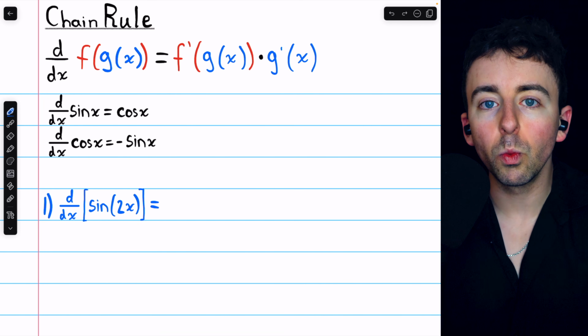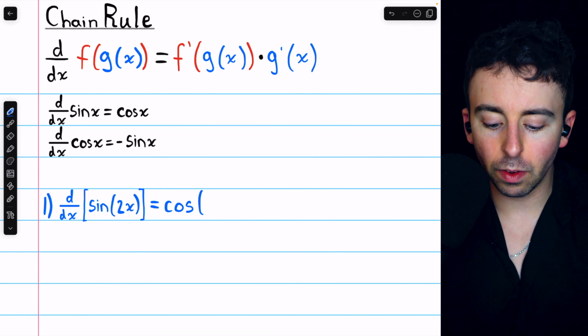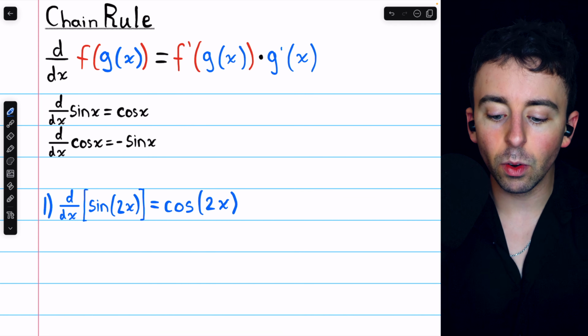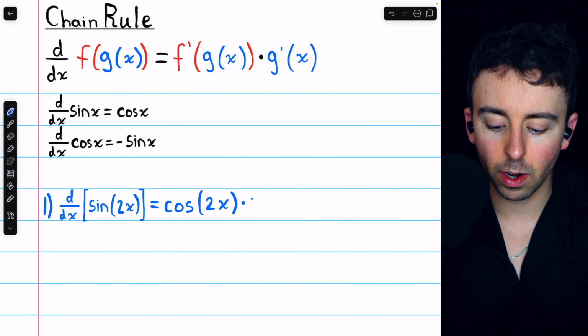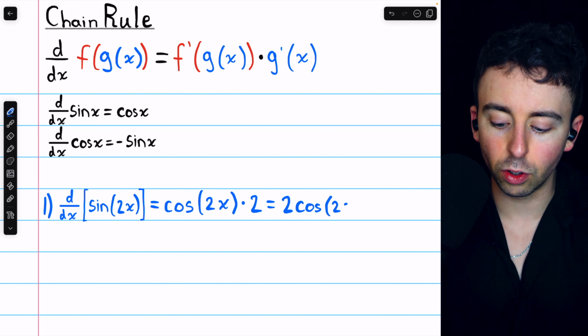Applying the chain rule, we begin by taking the derivative of the outside function. The derivative of sine is cosine, and we have to be sure to leave the inside function, 2x, unchanged. Then we have to multiply by what we call g prime, the derivative of that inside function, so multiply by 2. So the derivative is 2 times cosine of 2x.